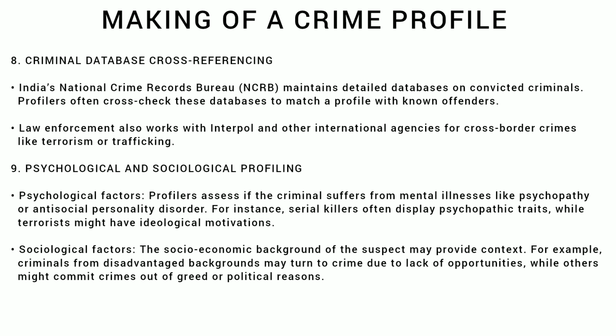9. Psychological and sociological profiling. Psychological factors: profilers assess if the criminal suffers from mental illnesses like psychopathy or antisocial personality disorder. For instance, serial killers often display psychopathic traits, while terrorists might have ideological motivations. Sociological factors: the socioeconomic background of the suspect may provide context. For example, criminals from disadvantaged backgrounds may turn to crime due to lack of opportunities, while others might commit crimes out of greed or political reasons.